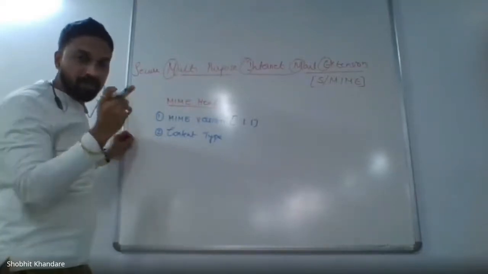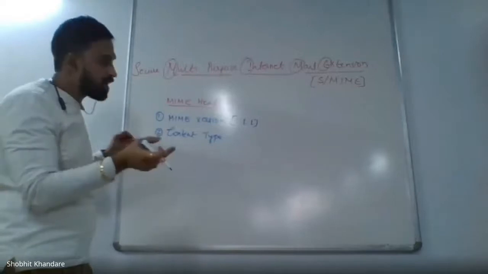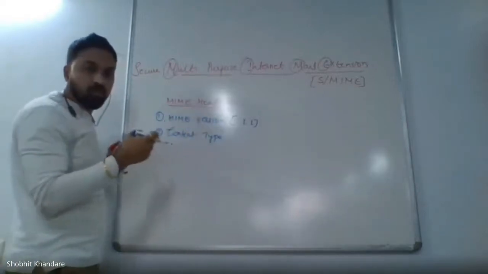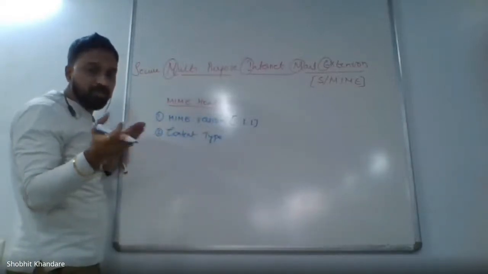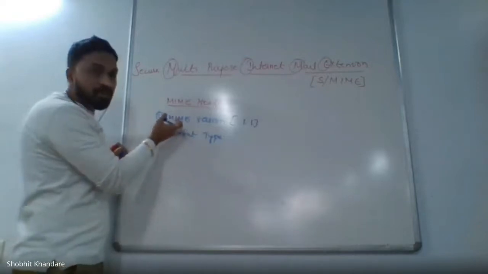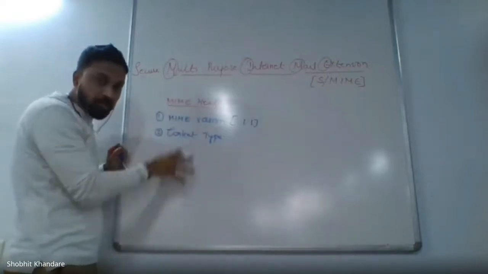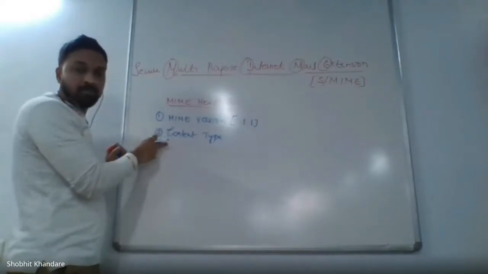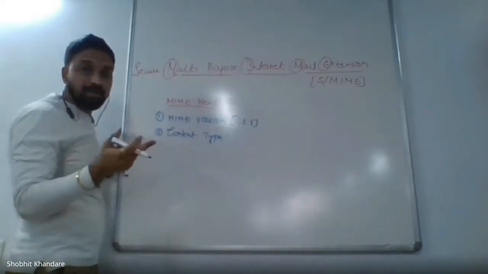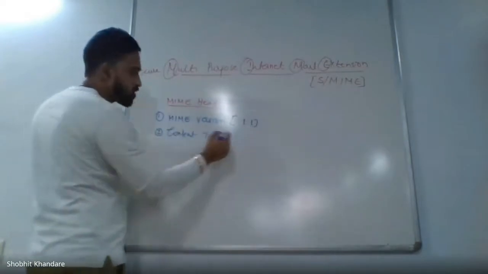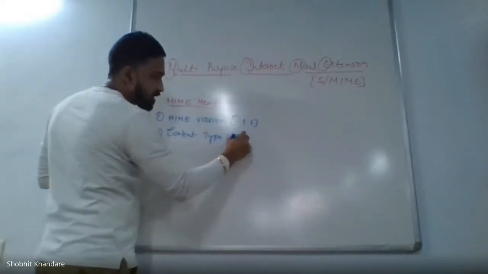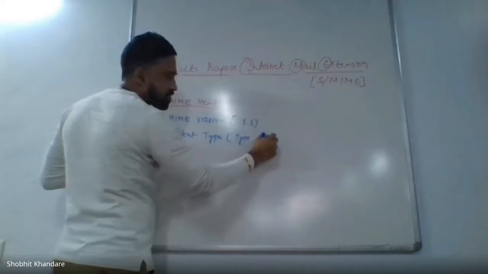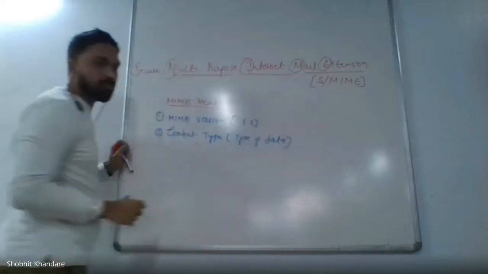Whenever I'm talking about the MIME header, this header will have the MIME version, because there are many versions. MIME will specify which specific version I'm using. It will also tell the content type. The content type means what is the type of data you are sending. So content type means type of data.